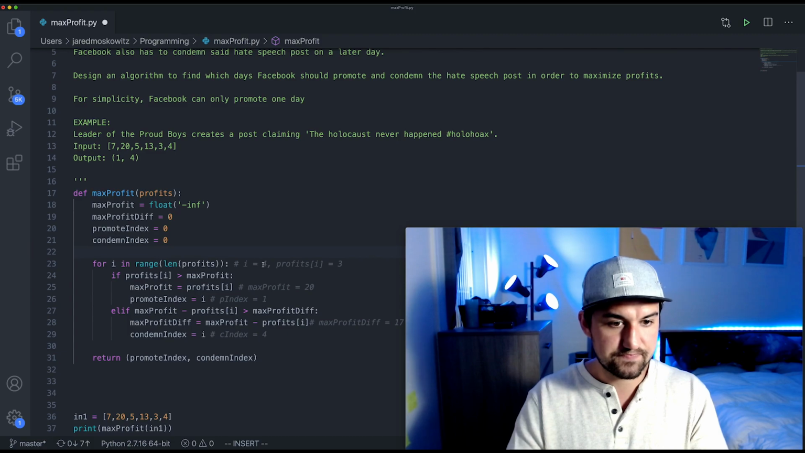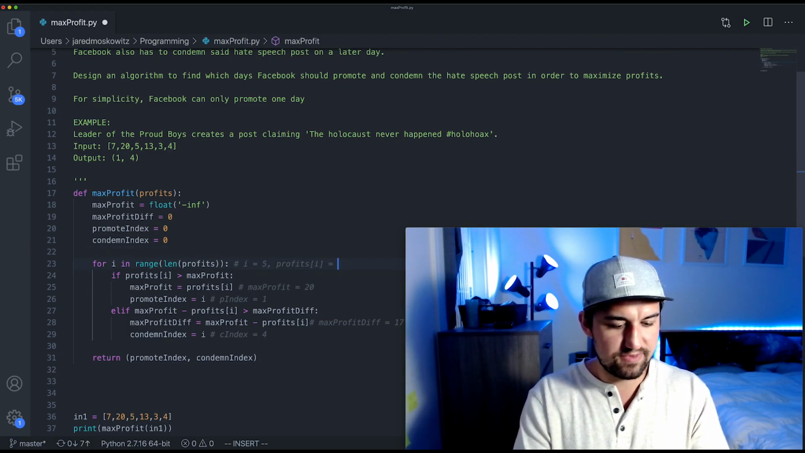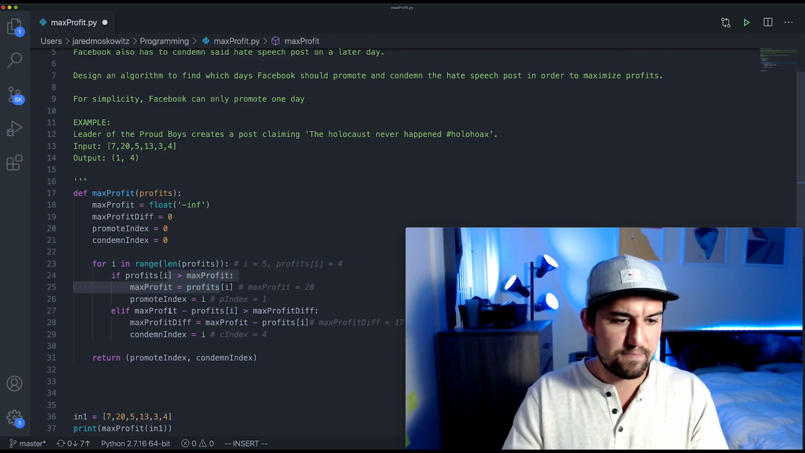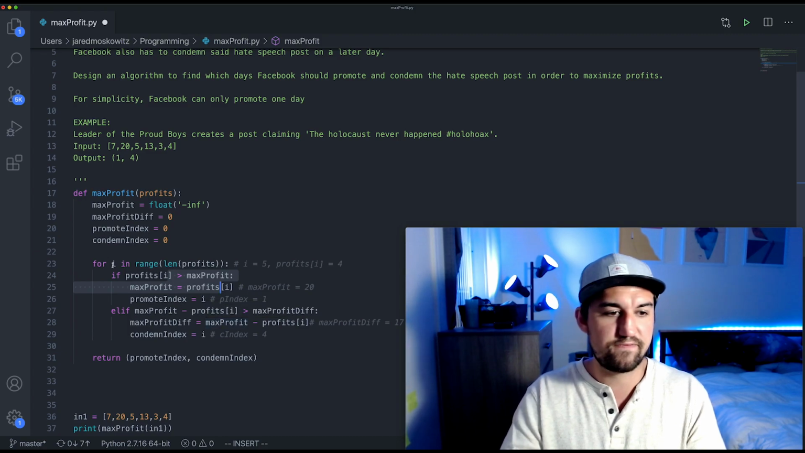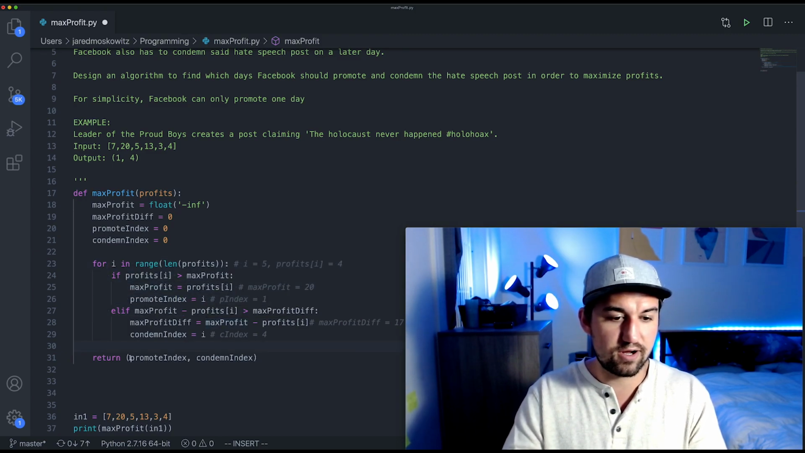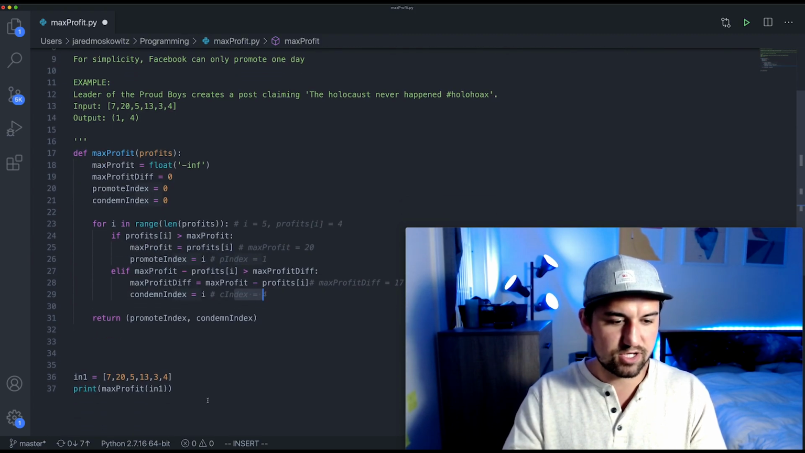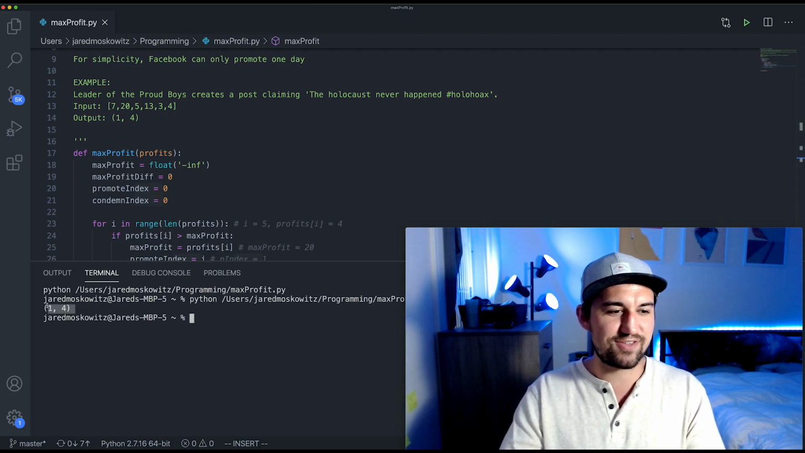And then we're going to keep going to I equals 5, last one. We're almost there. That is 4. We do not go into this if statement. Max profit, which is 20, minus profits at I, which is 4, so 16. Is 16 greater than 17? No. So we're going to finish it up here in this for loop. We're going to go down here, and we're going to return promote index 1 and 4. Great. So let's just run that and see if that works out. Sweet. Awesome. So we got the right answer there.